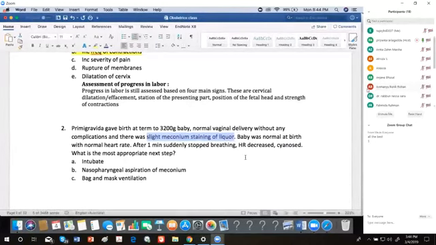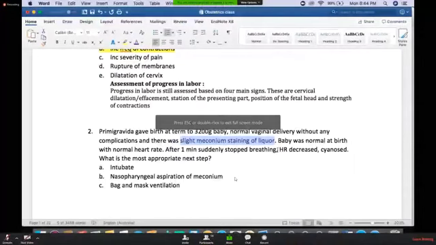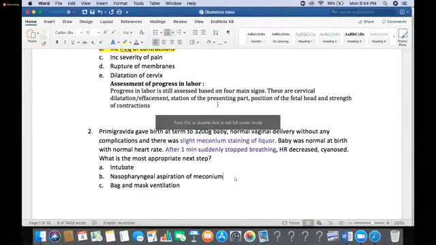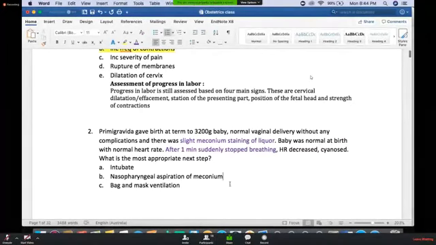Next, baby was normal at birth with normal heart rate. After 1 minute, suddenly baby stopped breathing. So after 1 minute, the baby stopped breathing, and the heart rate has decreased and the baby got cyanosed. What is the most appropriate next step?